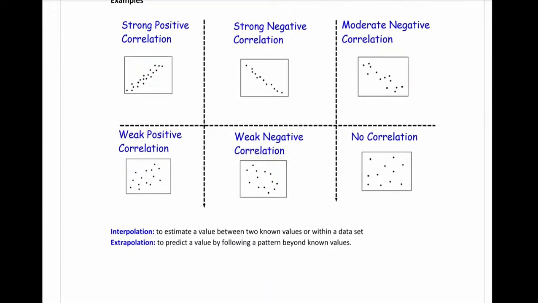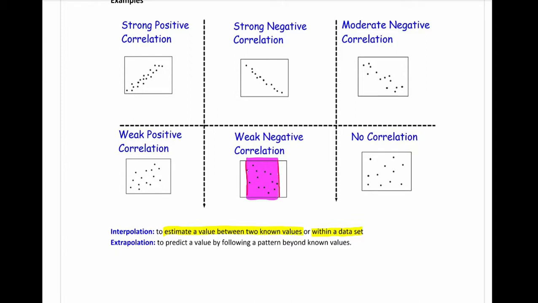Interpolation. Interpolation is the term used when we are estimating a value between two known values or within our data set. So interpolation is basically an estimation or a guess based on the values we know. If I'm looking at any scatter plot, when I talk about within the data set, that means any value between my first and my last point. So anything included in there, any value between these two points is considered interpolation.